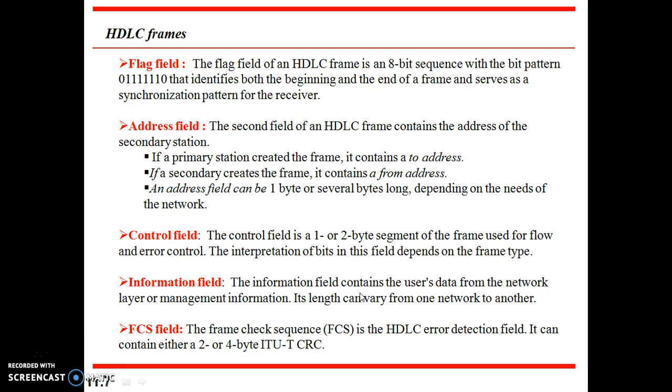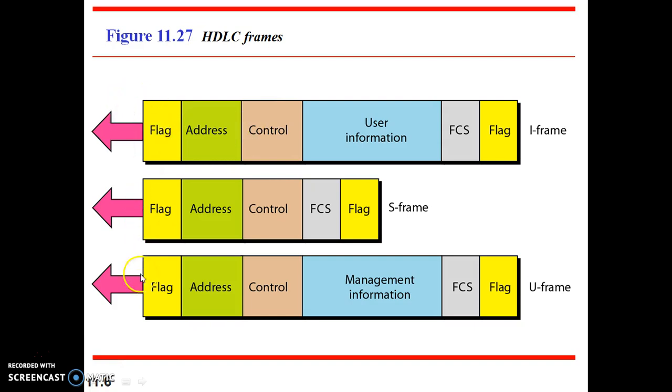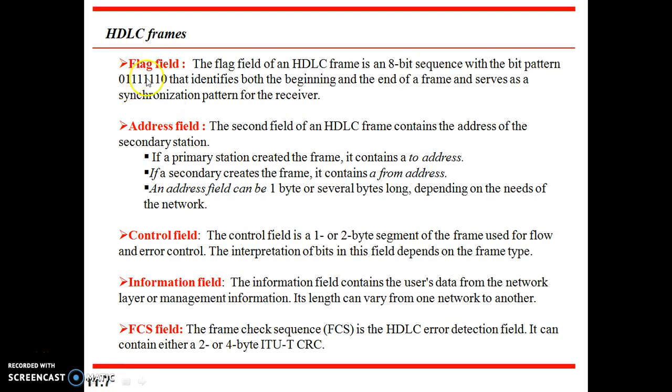Let us see the fields present in these frames. The common fields you can see here are flag, address, control, FCS and again a flag. What is this flag field? The flag field of an HDLC frame is an 8-bit sequence with a bit pattern of 0 followed by six 1s followed by 0 again. This identifies the beginning and end of the frame and mainly serves as a synchronization pattern for the receiver.